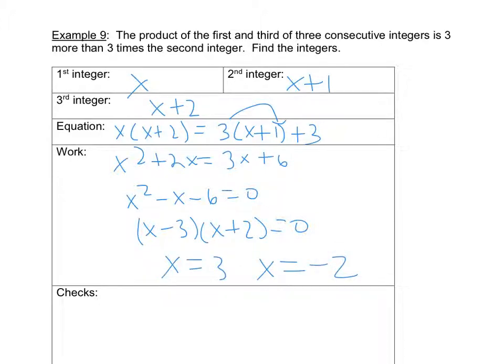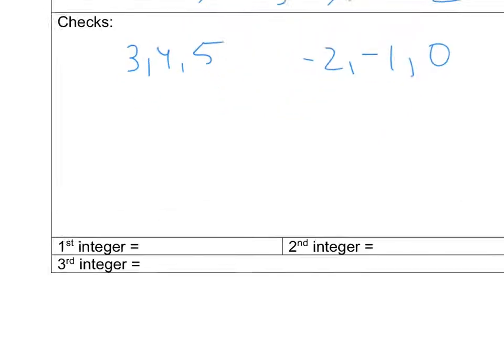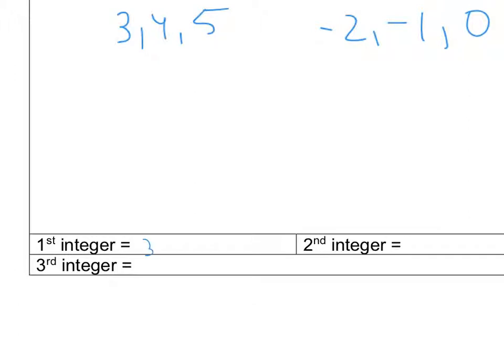Those are both integers. So we have 2 different options here. We have 3, 4, and 5, negative 2, negative 1, and 0. Okay? So we have 2 different things that can go in these. So you have 3 and negative 2, and then you have 4 and negative 1, and then you have 5 and 0. So there we go. Let's take a look at another one.